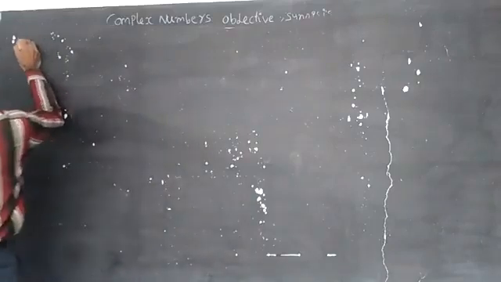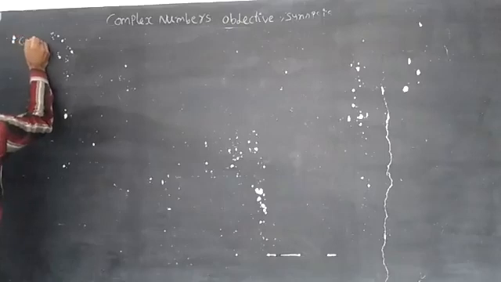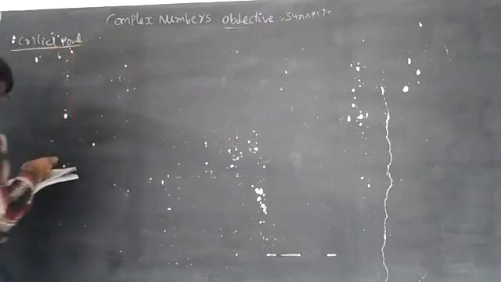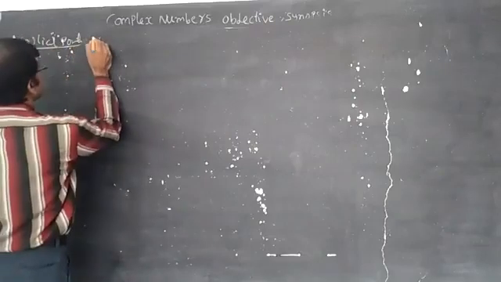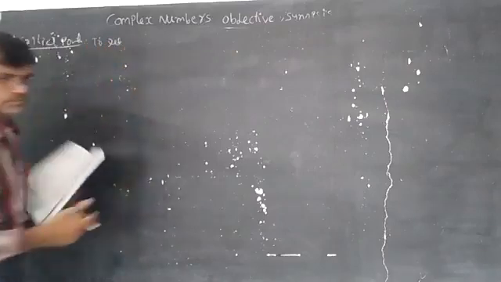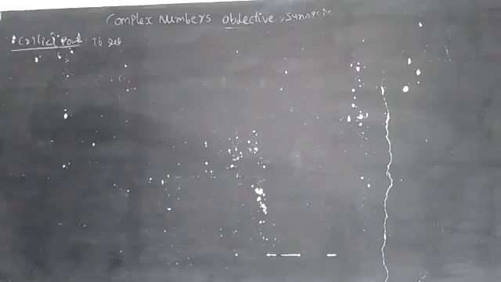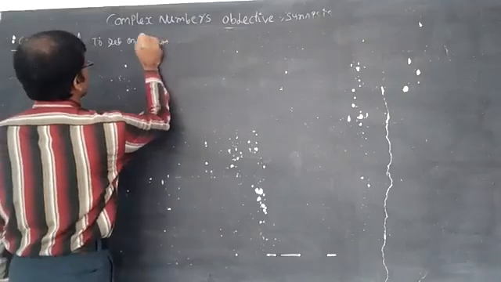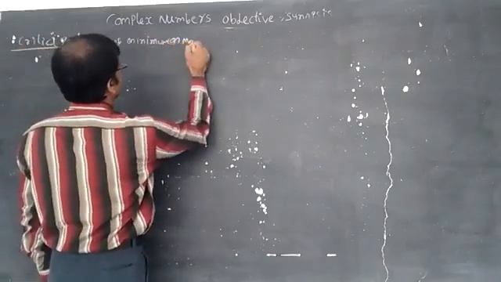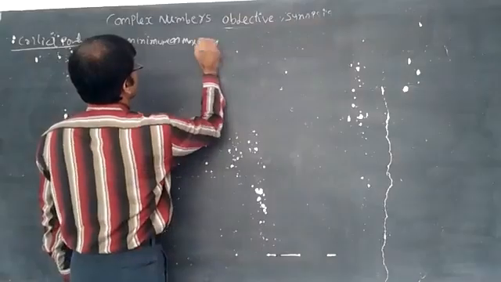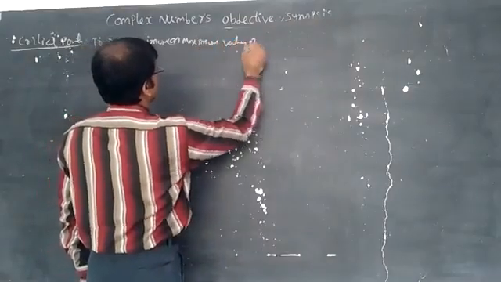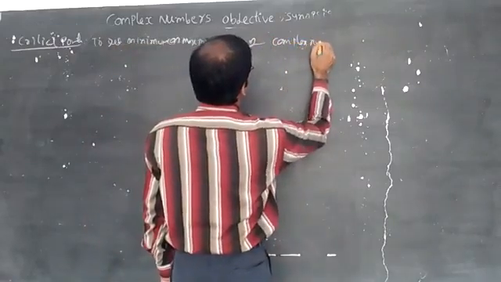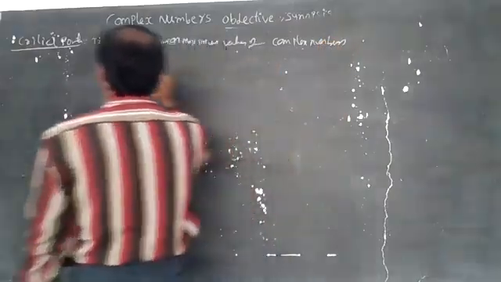Students, example 4. Before going to example 4, we should discuss here critical points. Critical points to get minimum or maximum values of complex numbers.